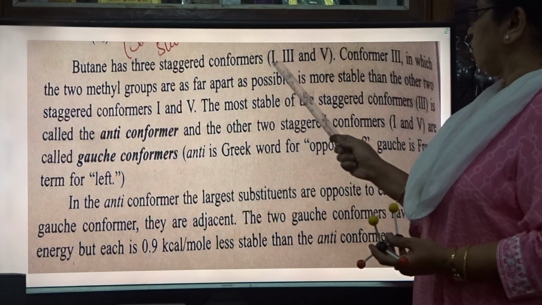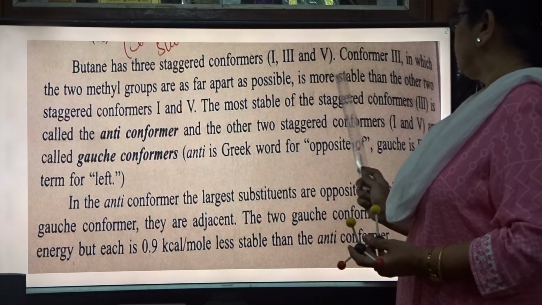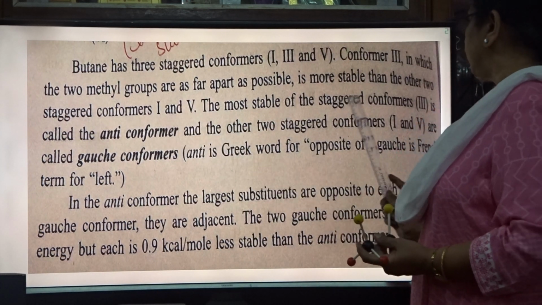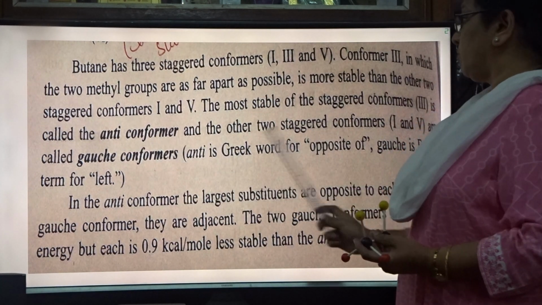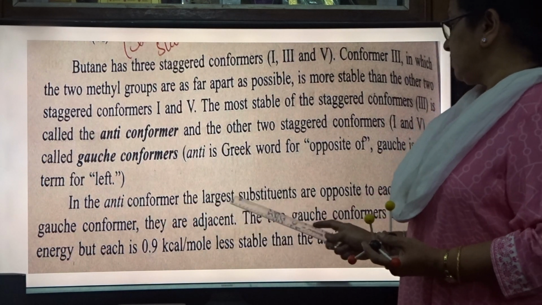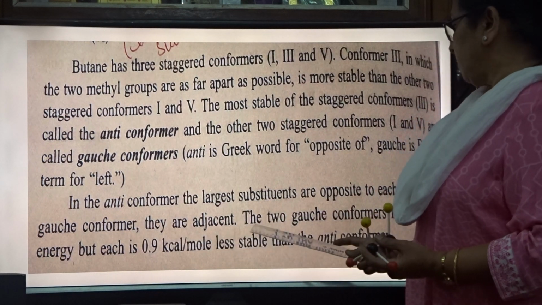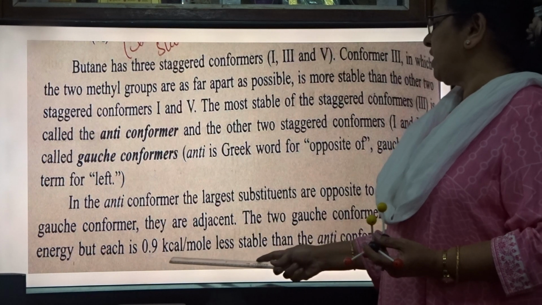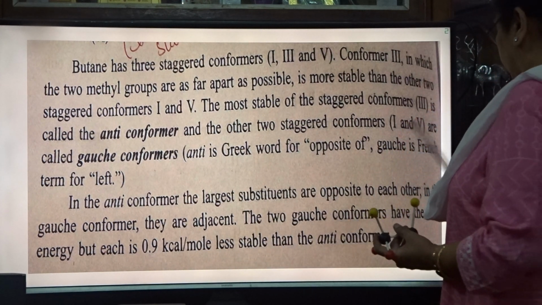Butane has three staggered conformations. Conformation 3 is the one in which the two methyl groups are as far apart as possible. It is more stable than the other two staggered conformers, 1 and 5. The most stable staggered conformation 3 is called the anti-conformer, and the other two staggered conformers are called gauche conformers. In the anti-conformer the largest substituents are opposite to each other; in the gauche conformation they are adjacent. The two gauche conformations have the same energy, but each is 0.9 kilocalories per mole less stable than the anti-conformer.